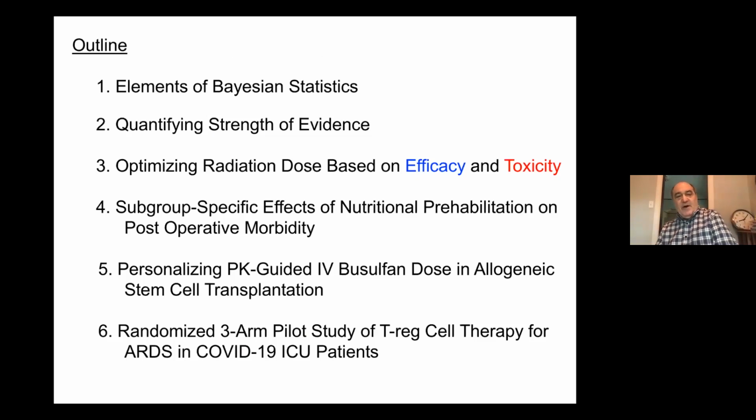Here's the outline. I'm going to go through some elements of Bayesian statistics just to give a platform for the rest. And then I'll talk about quantifying strength of evidence and get into what's wrong with p-values. Then I'm going to go through 4 specific examples. The radiation dose, phase 1/2 trial, and then we'll talk about precision medicine, subgroup specific effects in a randomized trial of nutritional rehabilitation for postoperative morbidity. And then something we've worked on for 20 years, personalizing pharmacokinetically guided intravenous busulfan dose in allogeneic transplant. Then if I have time, I'll talk about a randomized pilot study that we're doing now.